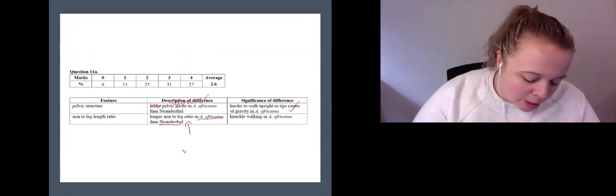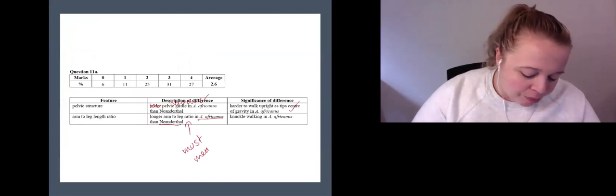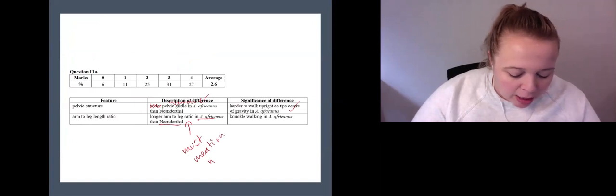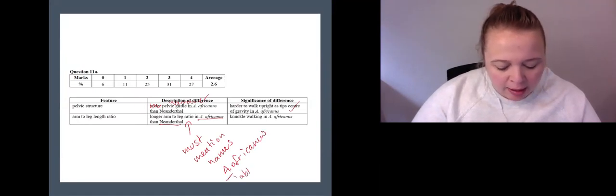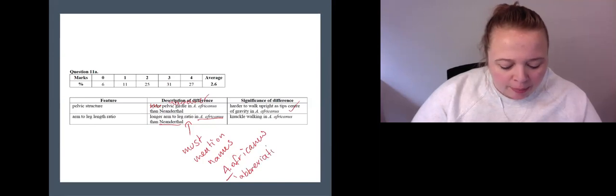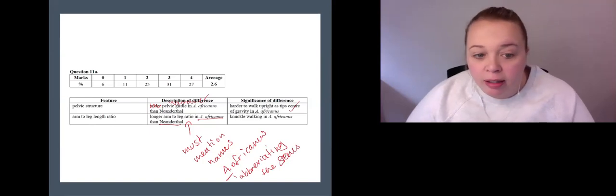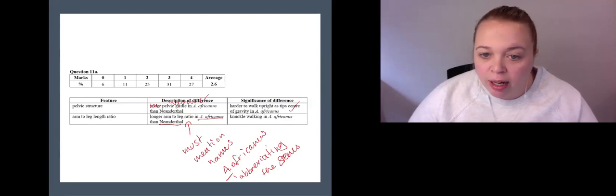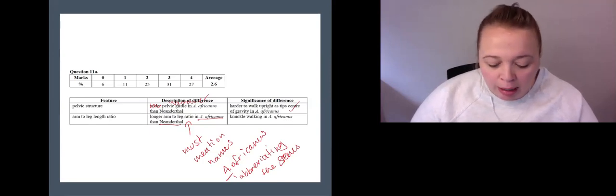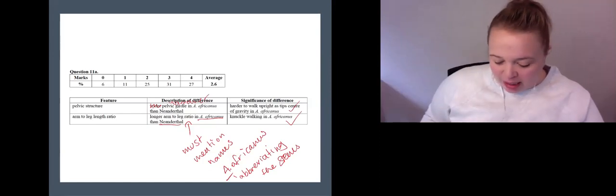Now you must mention the names. So when you're mentioning the names, you can just write A. Africanus. You don't have to write Australopithecus africanus, because by writing A, we're just abbreviating the genus. Okay, and that's fine to abbreviate the genus. The fact that it had longer arms, the Africanus, means that it probably had a little bit more knuckle walking, so walking using its hands to support it.